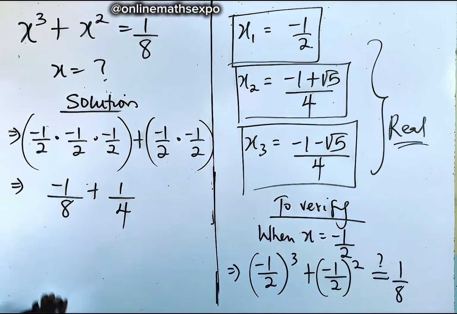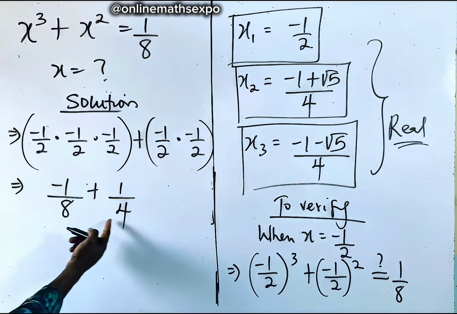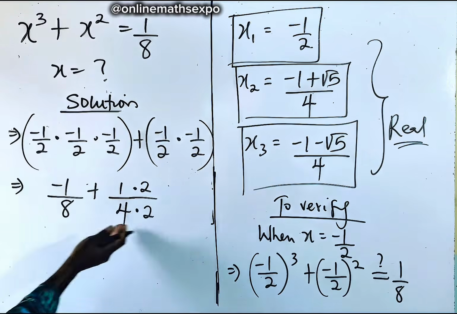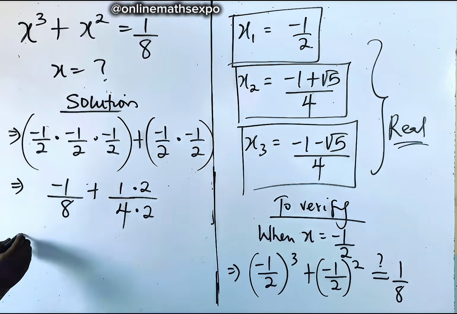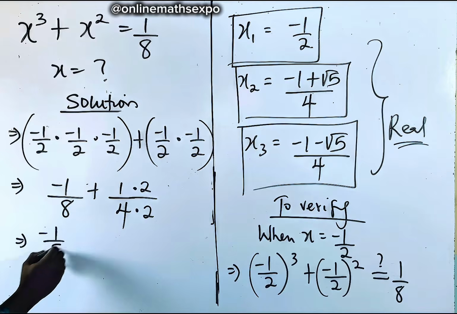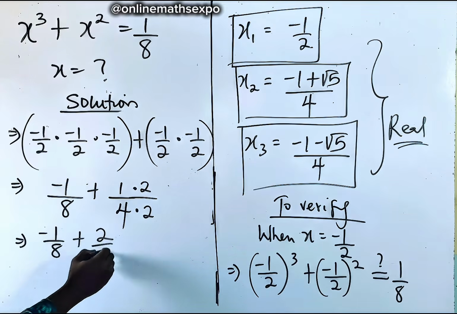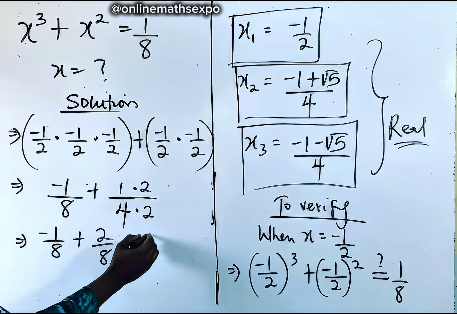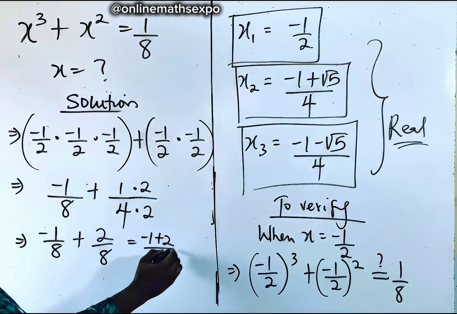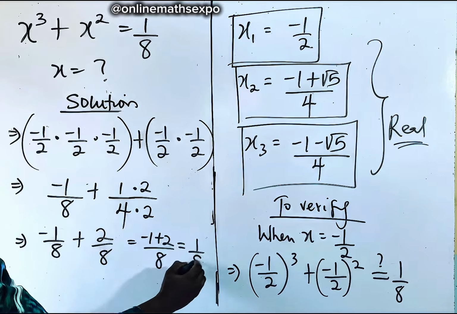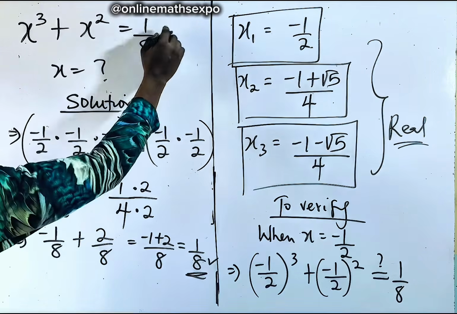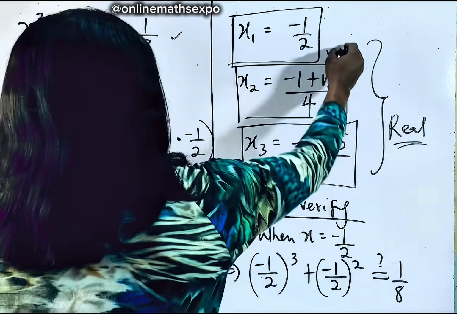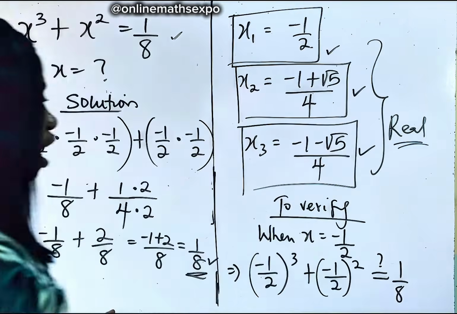To simplify different denominators, we can multiply this by 2 and multiply this by 2 to have the denominator 8. So we have negative 1/8 plus 2/8. Denominators are the same, add the numerators. So negative 1 add 2 over 8 will give us 1/8. And that is what we have at the right side. So what it means is that these three values of x we got are correct.